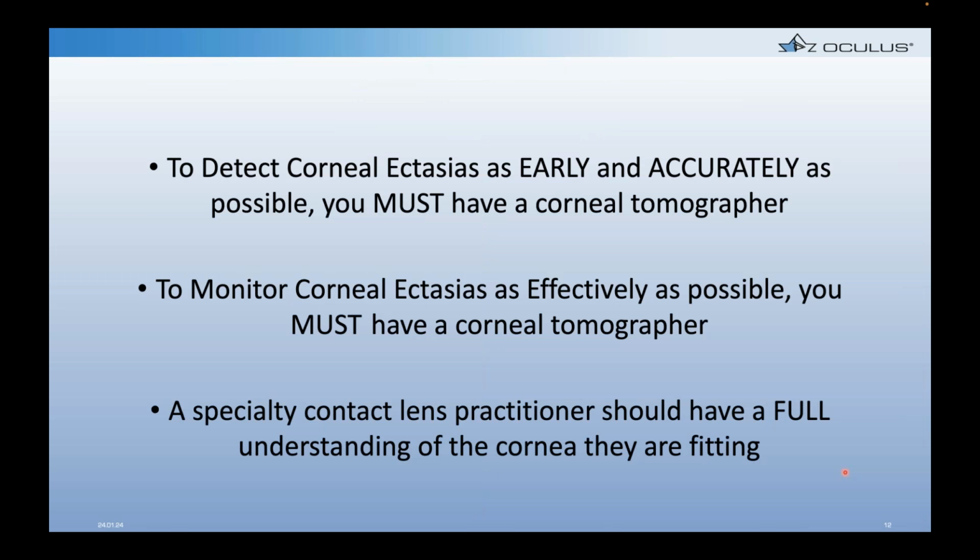So again, just to summarize, to detect corneal ectasias as early and accurately as possible, I think you can see you really must have a corneal tomographer. Surface topography is just inadequate. To monitor corneal ectasias as effectively as possible, again, we really must have a corneal tomographer. If we want to serve our patients well and catch and manage their keratoconus or corneal ectasia as effectively as possible, giving them the best opportunity for halting any progression or further deterioration of their disease, we've got to have corneal tomography.